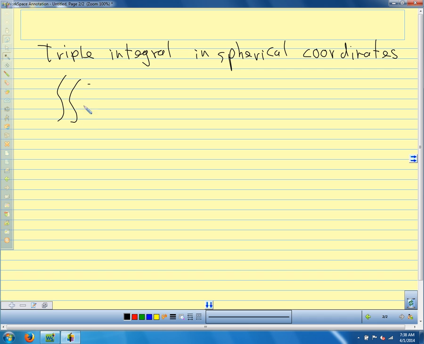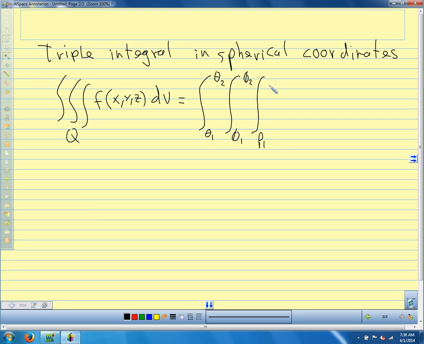The triple integral over some solid region Q of f of x, y, z dv is going to be the integral from theta 1 to theta 2, the integral from phi 1 to phi 2, the integral from rho 1 to rho 2 of some function, and I'm using capital F because we're going to convert our function to spherical coordinates, rho phi theta, and then our volume element always in spherical coordinates, rho squared sine phi d rho d phi d theta. This is always our volume element in spherical coordinates.